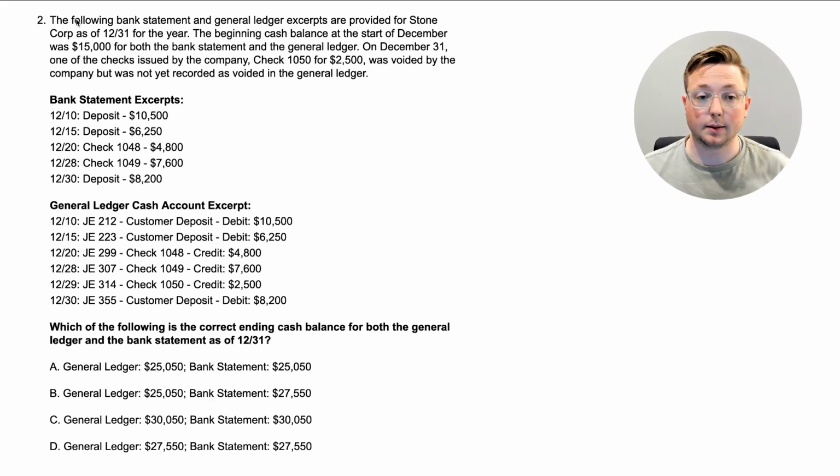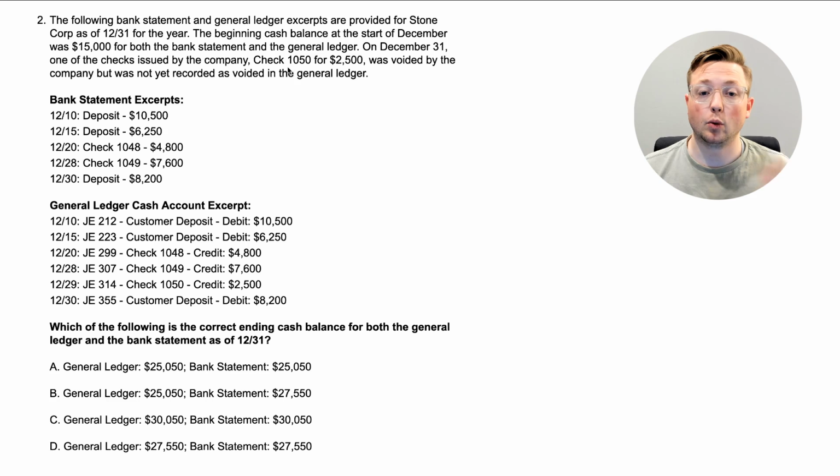So let's go up to the top here. The following bank statement and general ledger excerpts are provided for Stone Corp as of 12/31 for the year. The beginning cash balance at the start of December was $15,000 for both the bank statement and the general ledger. On December 31st, one of the checks issued by the company, check 1050 for $2,500, was voided by the company but was not yet recorded as voided in the general ledger.